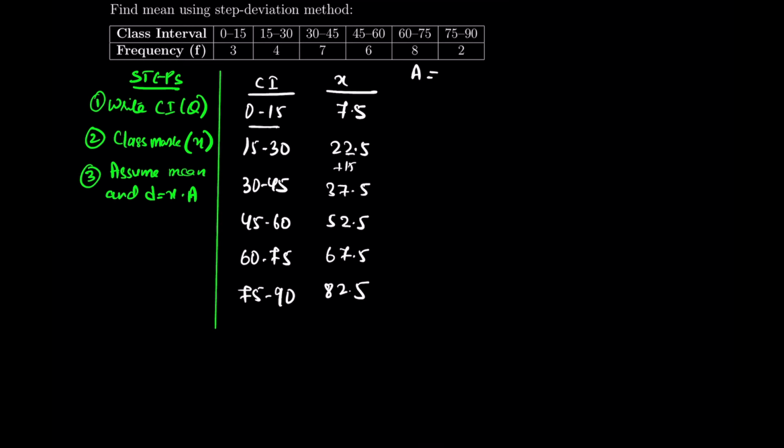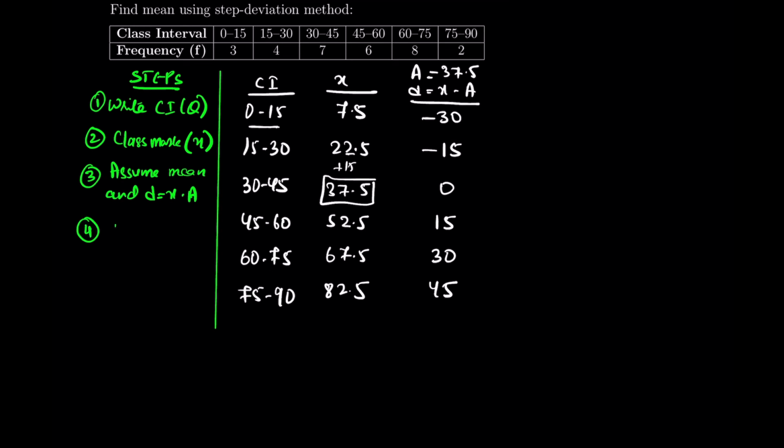So let's assume a mean. In this case, we'll take 37.5. Now let's find the deviation by using the formula x minus a. Same way, 7.5 minus 37.5 will be equal to minus 30. 22.5 minus 37.5 will be minus 15. Then 0, 15, 30, 45.